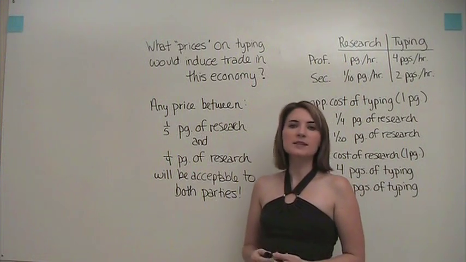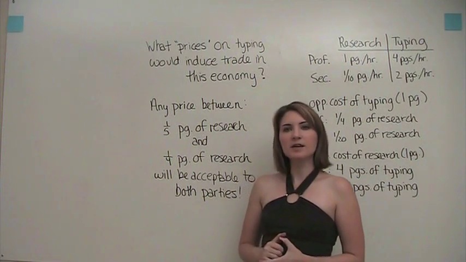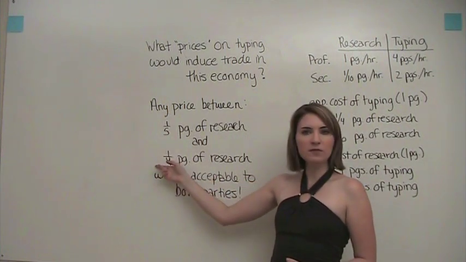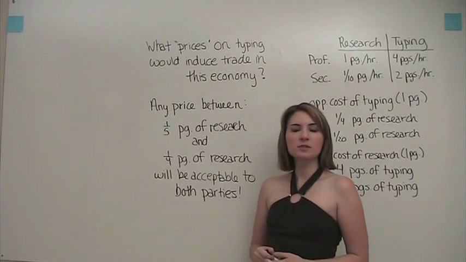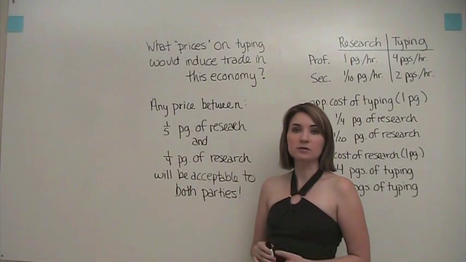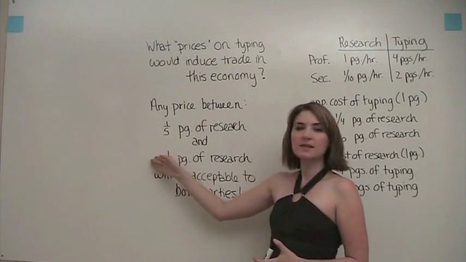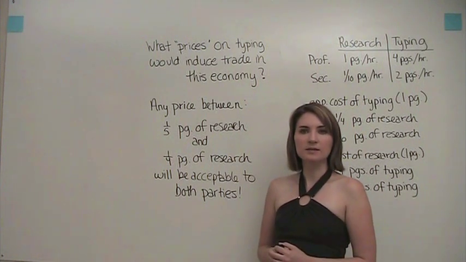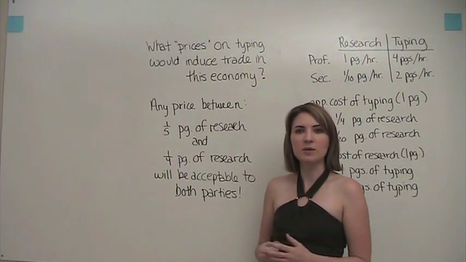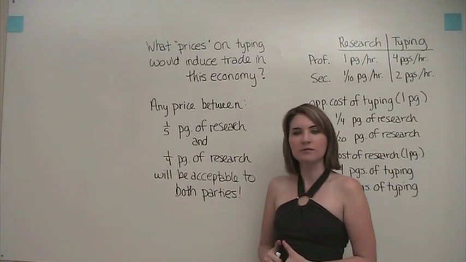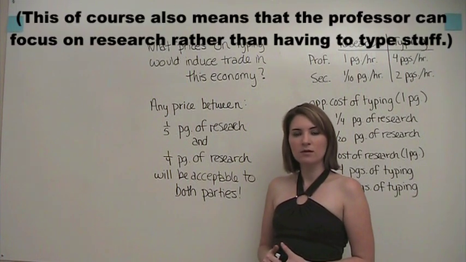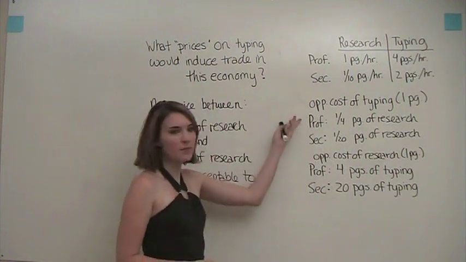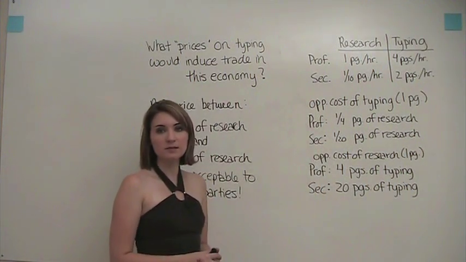The answer is that any price for a page of typing between 1/5 of a page of research and 1/4 of a page of research will be acceptable to both parties and will in fact induce trade. For these sets of prices, the professor will in fact want to pay the secretary to type rather than having her spend her time on some combination of research and typing. Well, let's think about why this is the case. Let's come back to our opportunity costs.